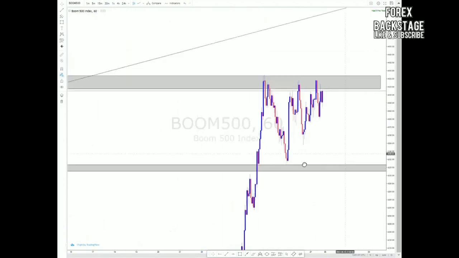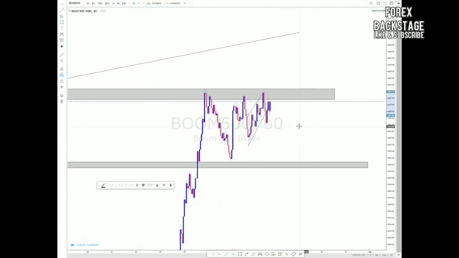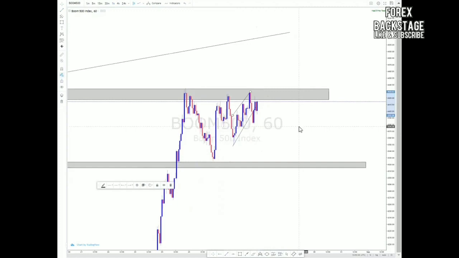You can see that we are having this rising channel here, and then looking more here, you can see that we had many touches from this level here. So let's go to a 15-minute time frame.